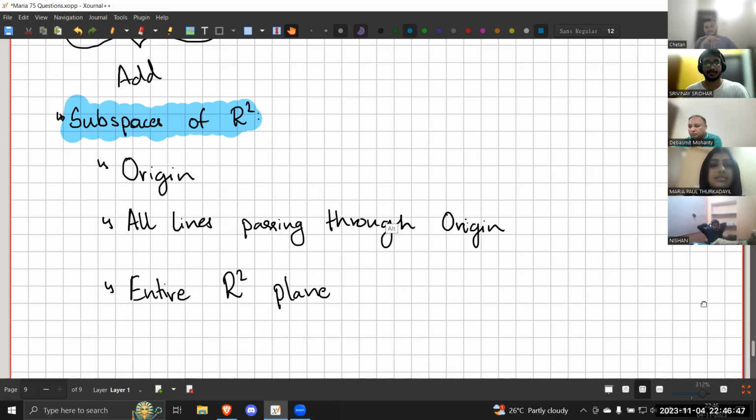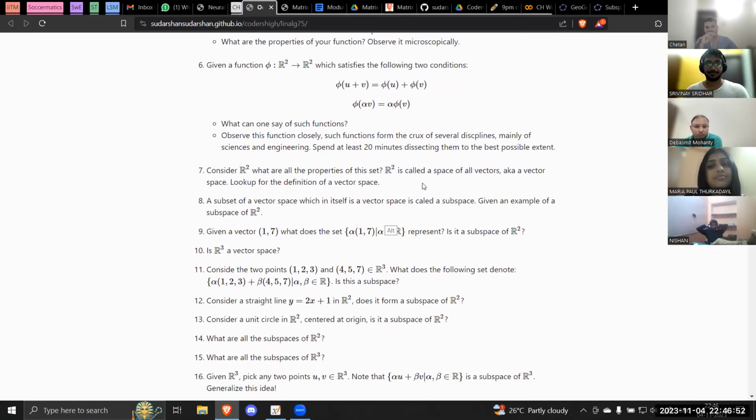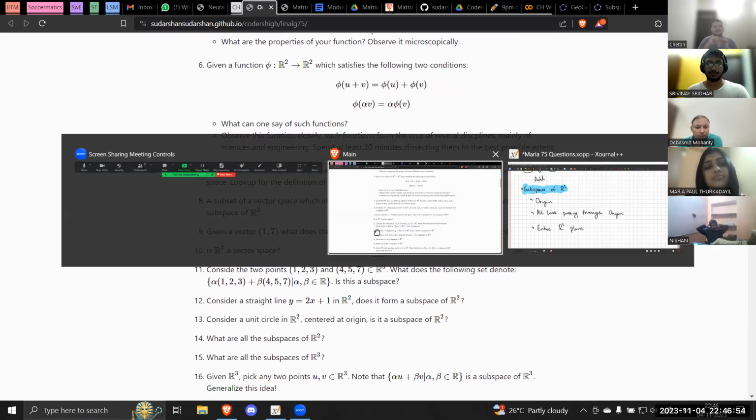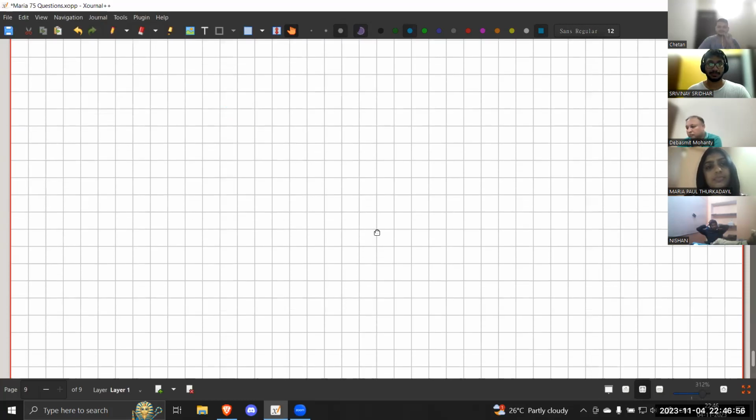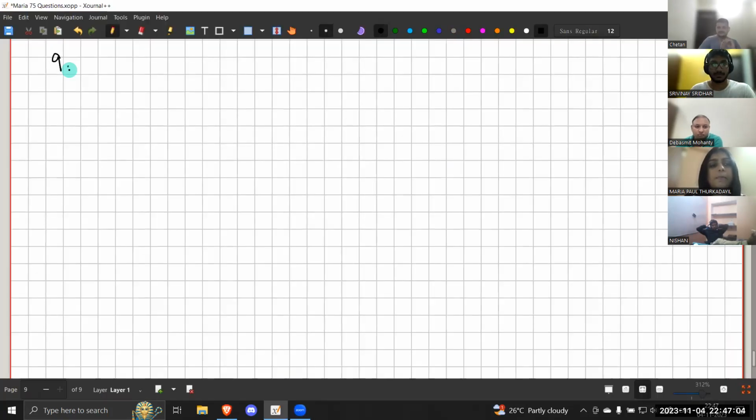So let's look at the next question. That was (1, 7) and a set containing alpha times (1, 7). Is that a subspace? Can anyone tell me that? Alpha times (1, 7), is that a subspace? Anyone?